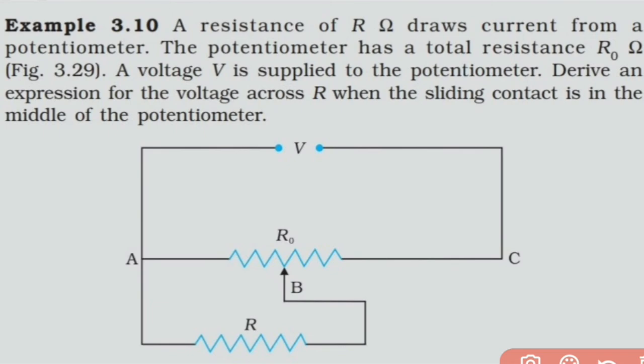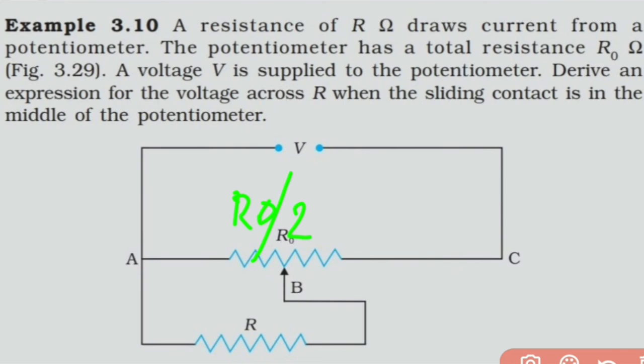So, you know, resistance is directly proportional to length. So, if the sliding contact is at the middle, half the portion will have half the resistance. That means it is having a resistance R0 by 2. This half portion is having resistance R0 by 2. So, between A and B, actually R0 by 2 and R are connected in parallel. Okay, you are asked to find the potential difference across R, that is the potential difference between the points A and B. So how can we find that potential difference?